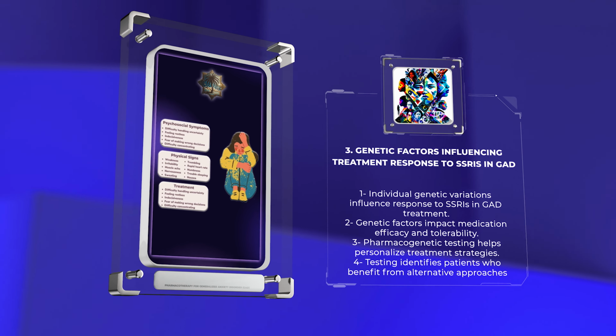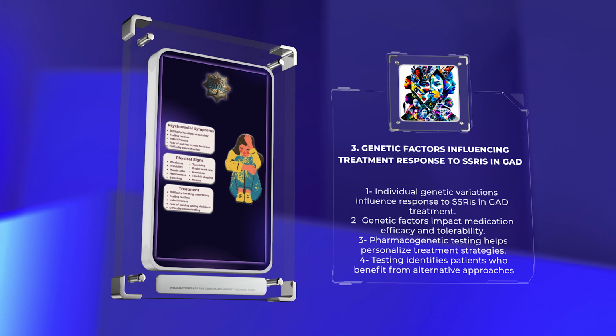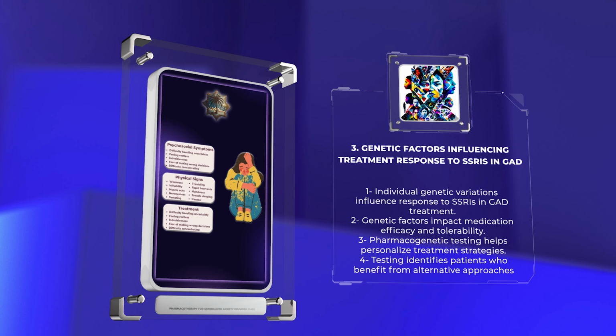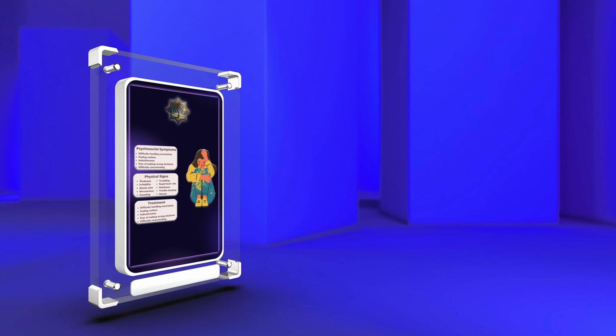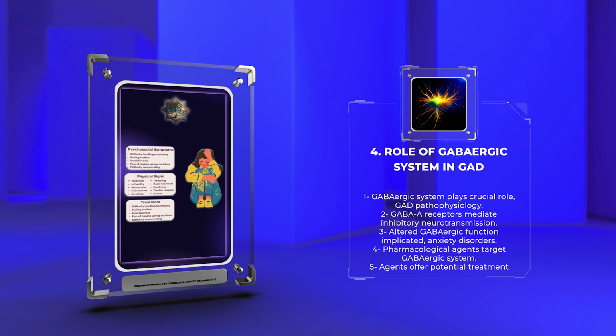Pharmacogenetic testing has gained importance in recent years, allowing clinicians to identify patients who may benefit from alternative treatment approaches or dose adjustments based on their genetic makeup. The GABAergic system, specifically GABA-A receptors, plays a crucial role in the pathophysiology of GAD.